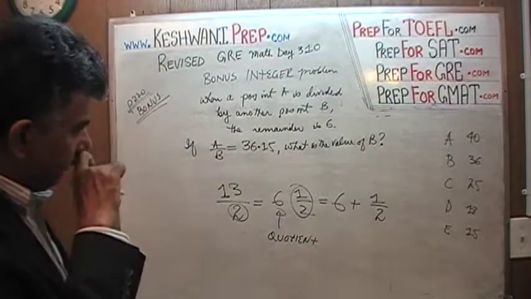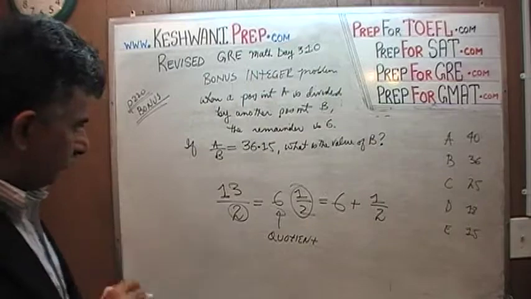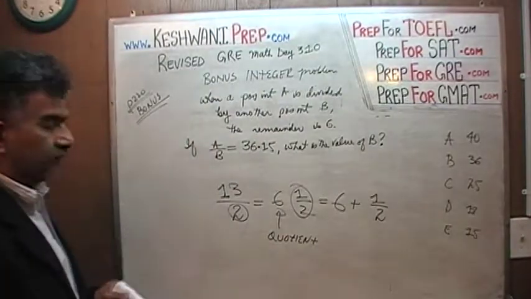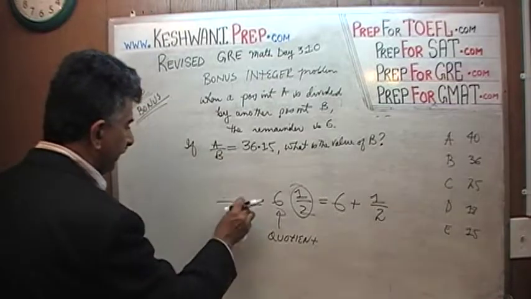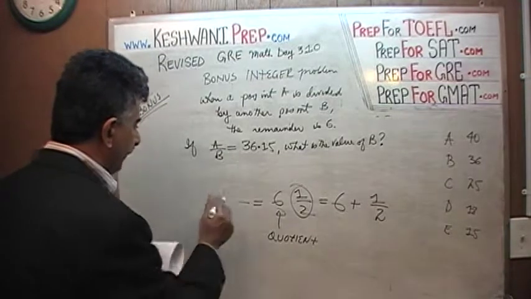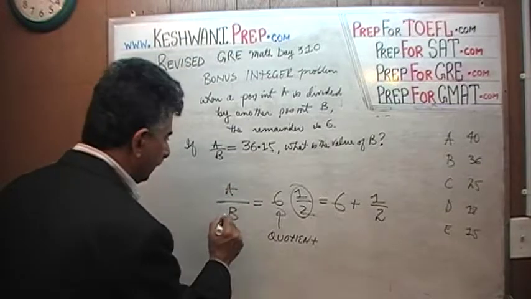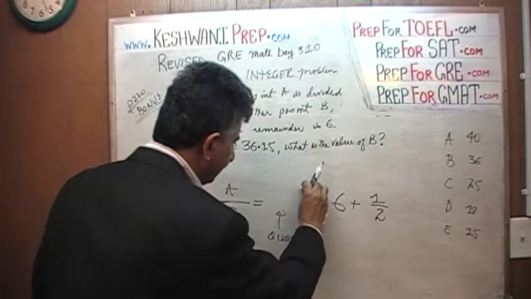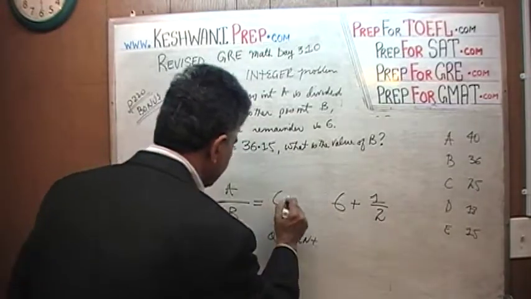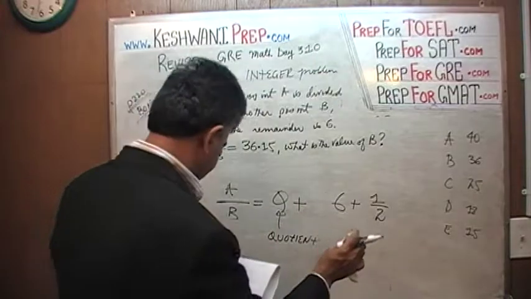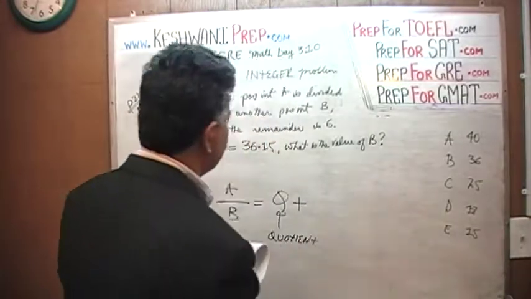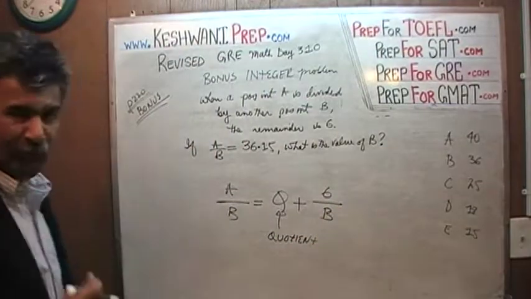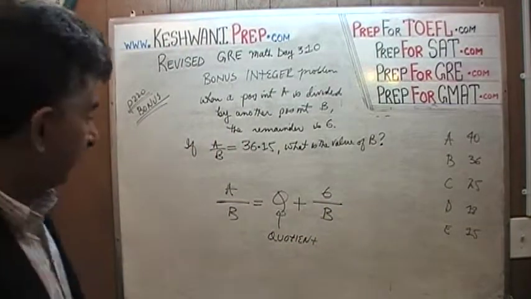Similarly here, I should not have taken up this much room. I left no room for myself to actually do the problem. So here, instead of 13 and 2, we have a and b. a over b is going to equal some quotient q plus whatever is the remainder. The remainder is 6 divided by b, because 6 is the remainder and we're dividing it by b.